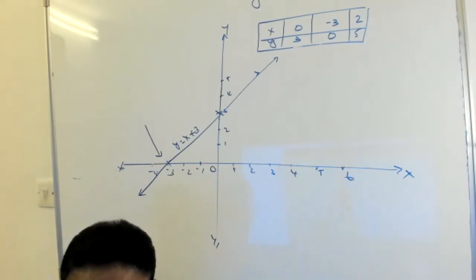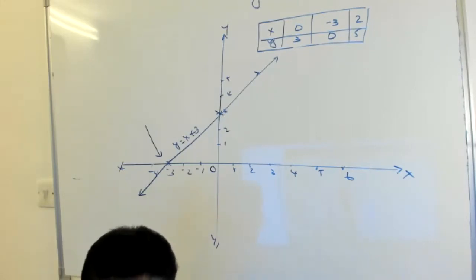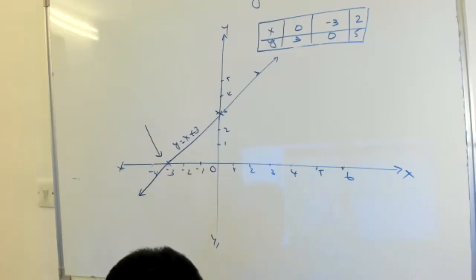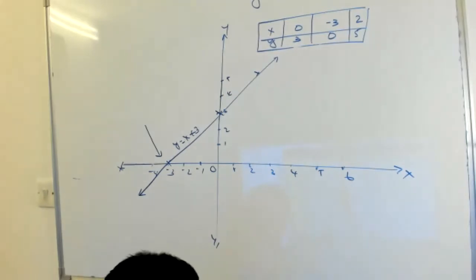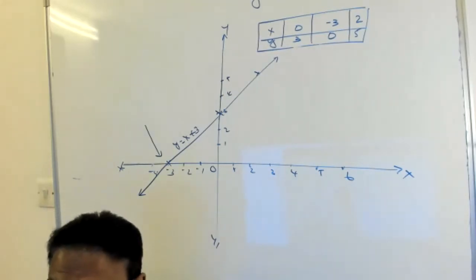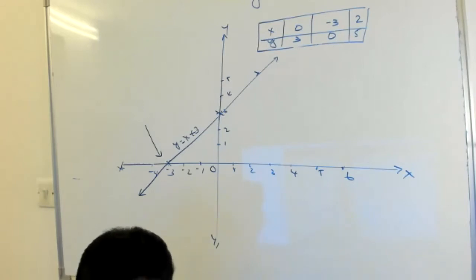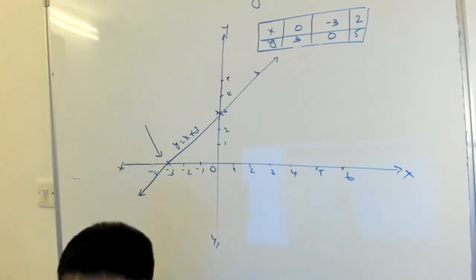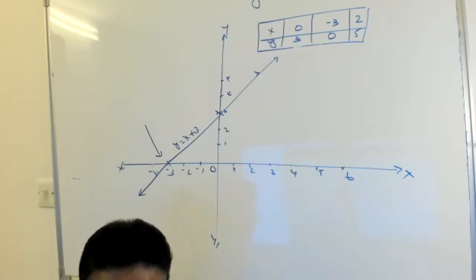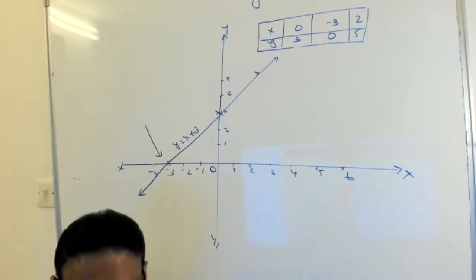Sir, could you repeat the point again? Okay, thus the 0 of the polynomial x plus 3 is the x coordinate of the point where the graph y equal to x plus 3 intersects the x-axis. Clear or not?